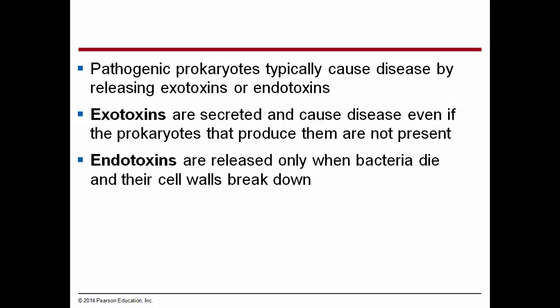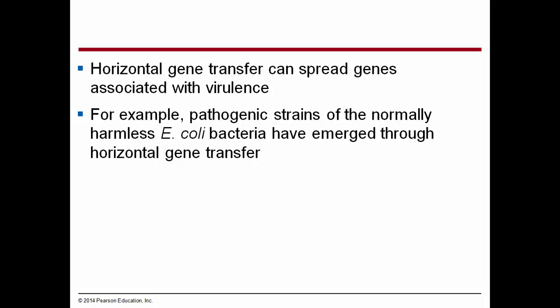Pathogenic prokaryotes typically cause disease by releasing exotoxins or endotoxins. Exotoxins are secreted and cause disease even if the prokaryote that produced them is not present. That would be like botulism. Endotoxins are released only when the bacteria die and their cell walls break down. Horizontal gene transfer can spread these genes associated with virulence.